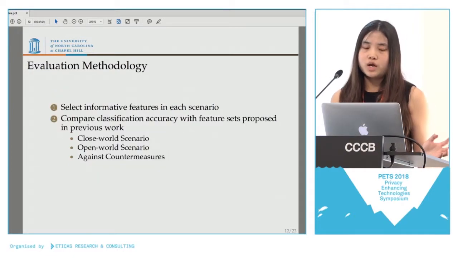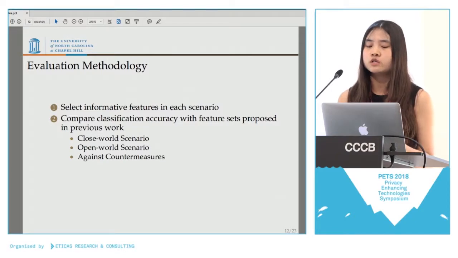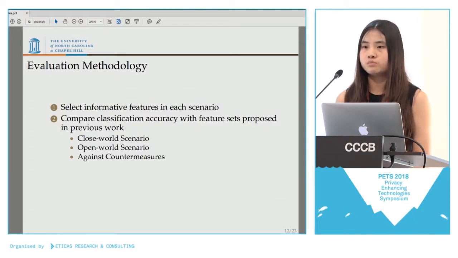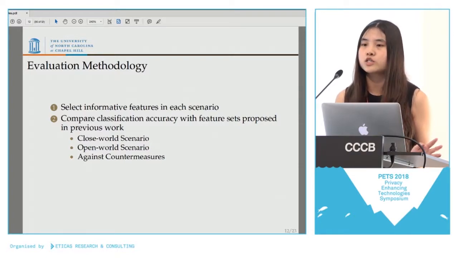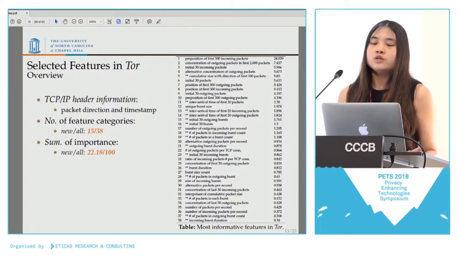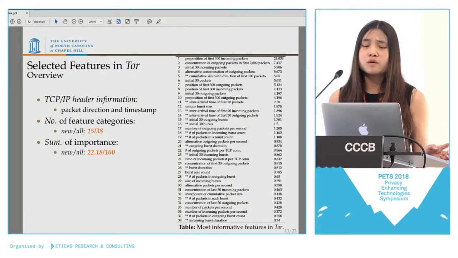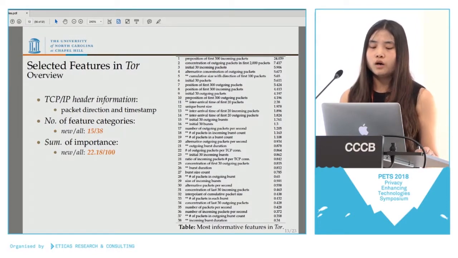And with those datasets, we first select informative features in each scenario, and then we compare the classification accuracy with feature sets proposed in previous research in the closed world scenario, the open world scenario, and in the face of different countermeasures. So due to time limitation, I will briefly talk about our results in the Tor scenario, in which only packet direction and timestamp are available.